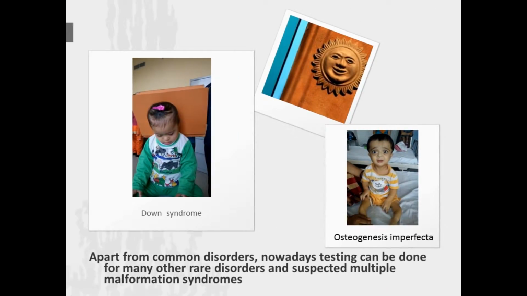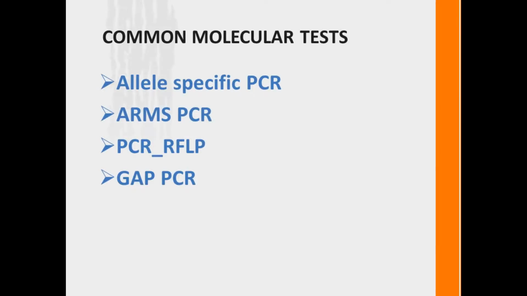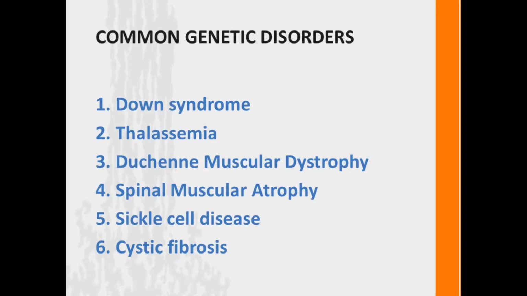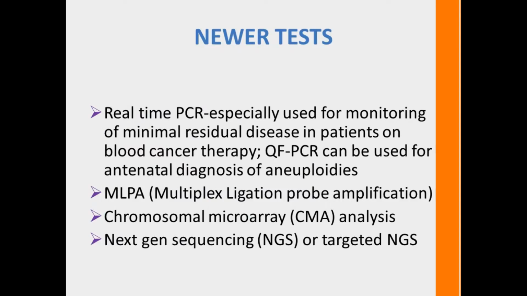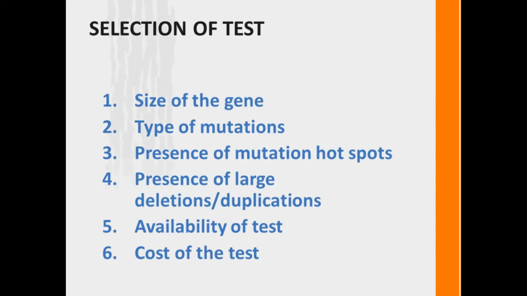Apart from common disorders, testing can be done for rare disorders and various syndromes. And there are common molecular tests: allele-specific PCR, ARMS PCR, PCR-RFLP, GAP PCR. The common genetic disorders for which testing is done include Down syndrome, thalassemia, DMD, sickle cell disease. Newer tests like real-time PCR, QF-PCR, MLPA, microarray have enabled better diagnosis.